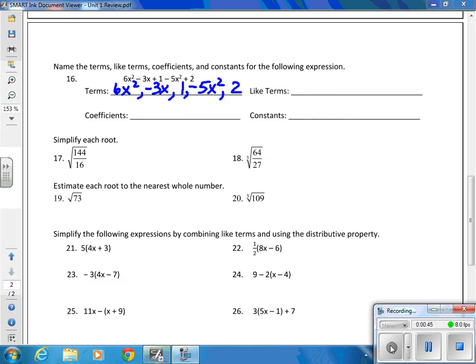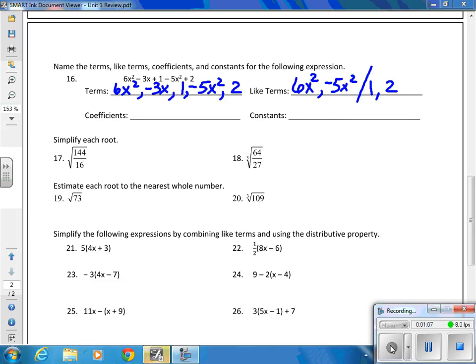Right? And in this one, we have two groups of like terms. 6x squared is a like term with negative 5x squared because they both have x squareds. That's one group. Then if you look at your terms, the 1 and the 2 are also like each other because they're just regular numbers with no variable. So there's two separate groups and you have to have all of them in order to get the item right.